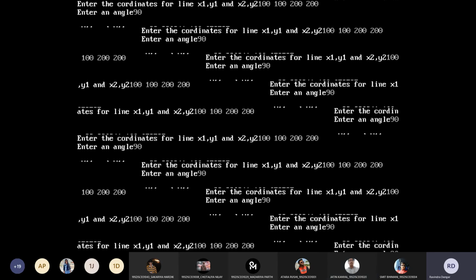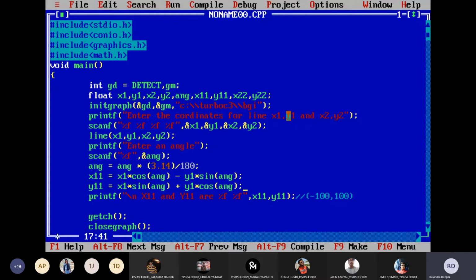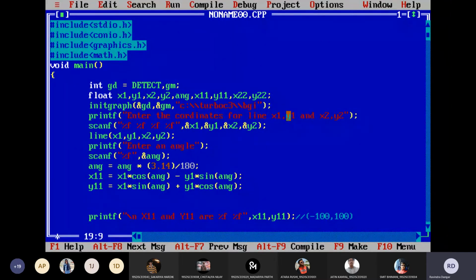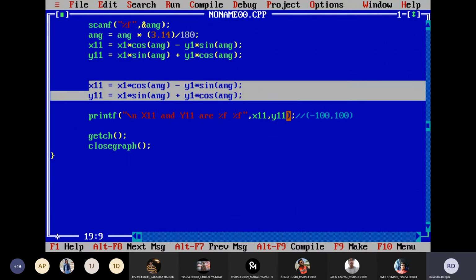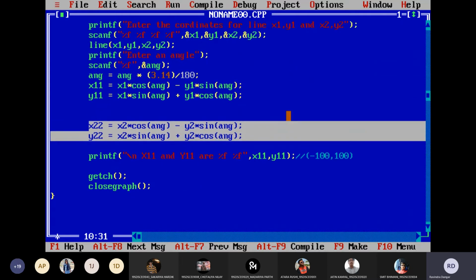So let's do the same thing for the remaining point, x2 and y2. Let's apply the same equation. So x22 is equal to, let me just copy it. Instead of 1 1, let me use 2 2. Instead of x1, now I am talking about x2, and instead of y1, y2. That's it. Otherwise, the remaining thing is as it is. Are you getting me what I have done?